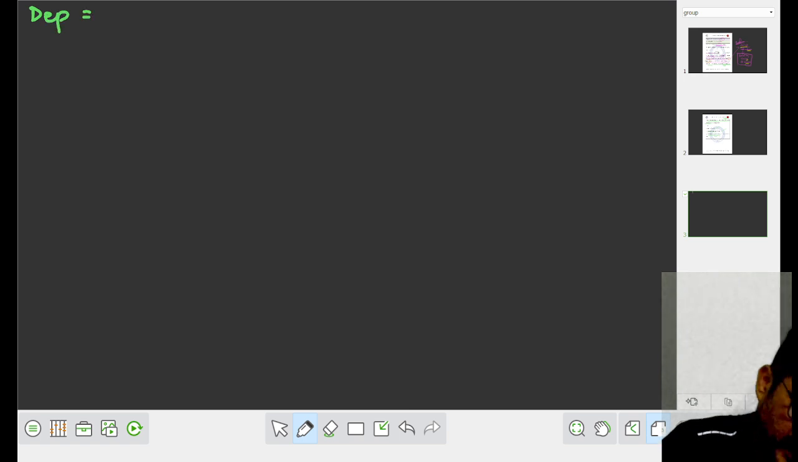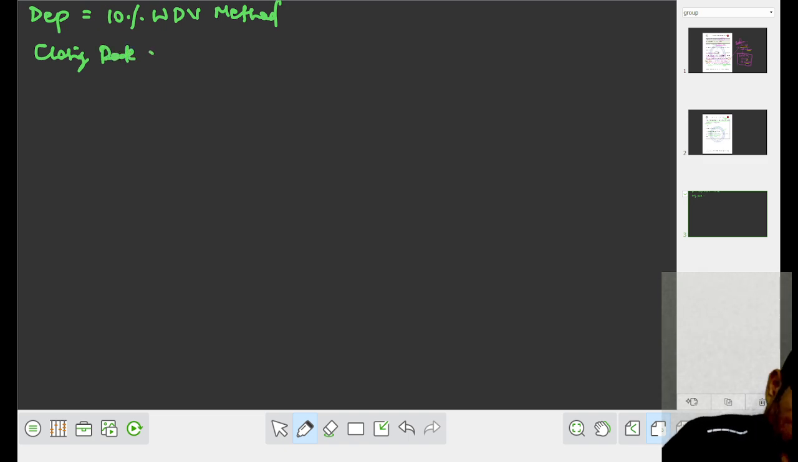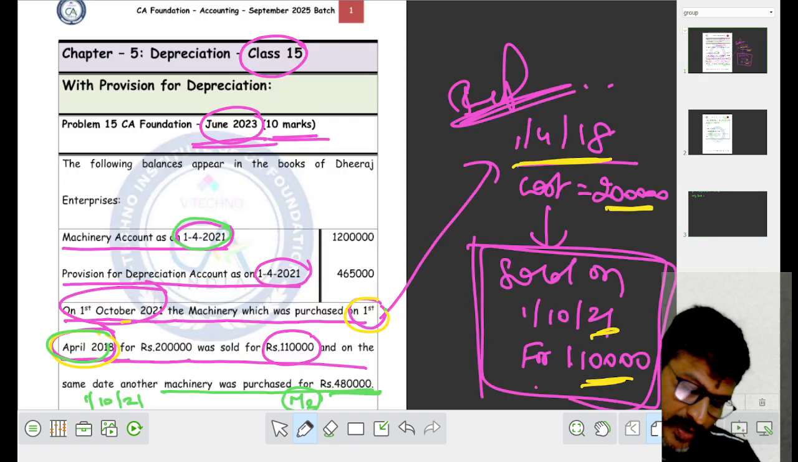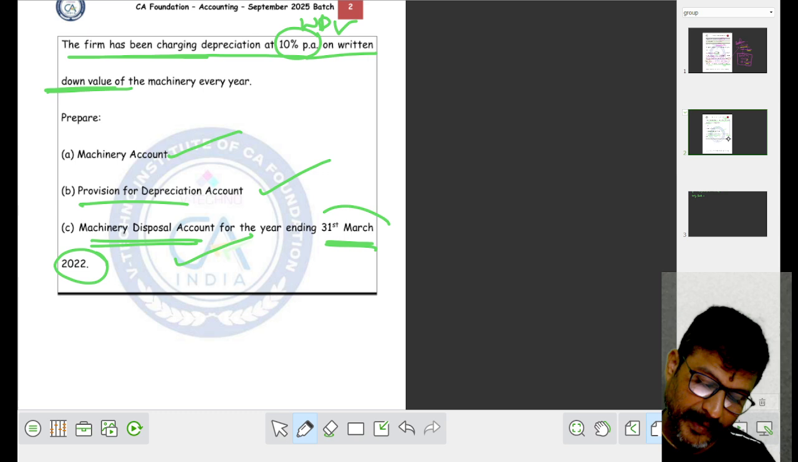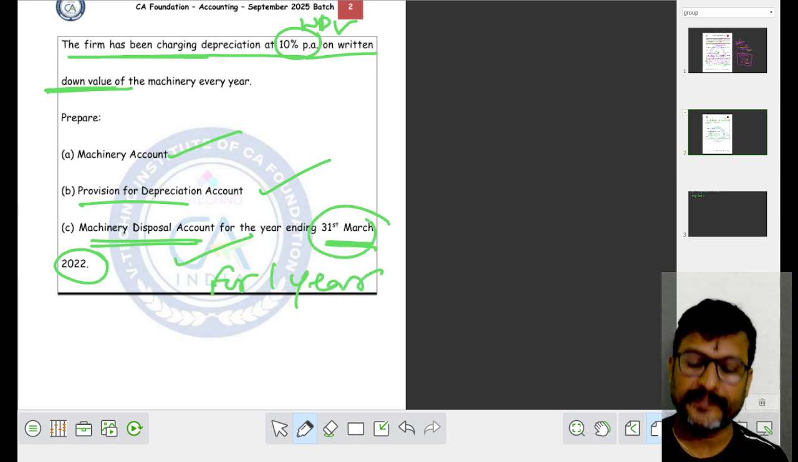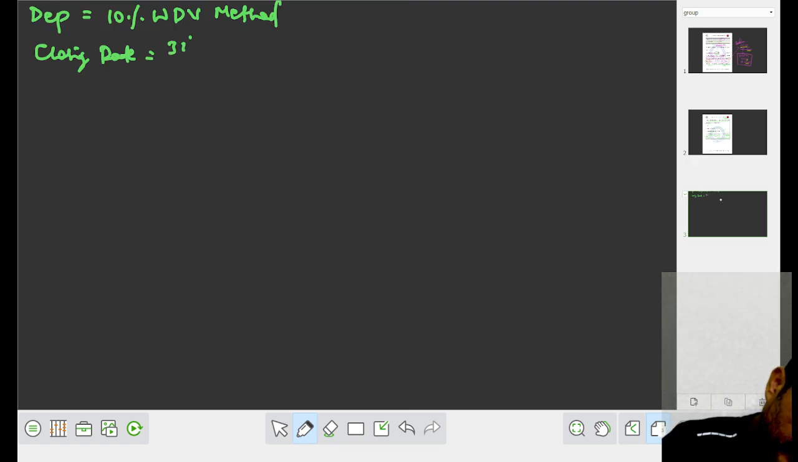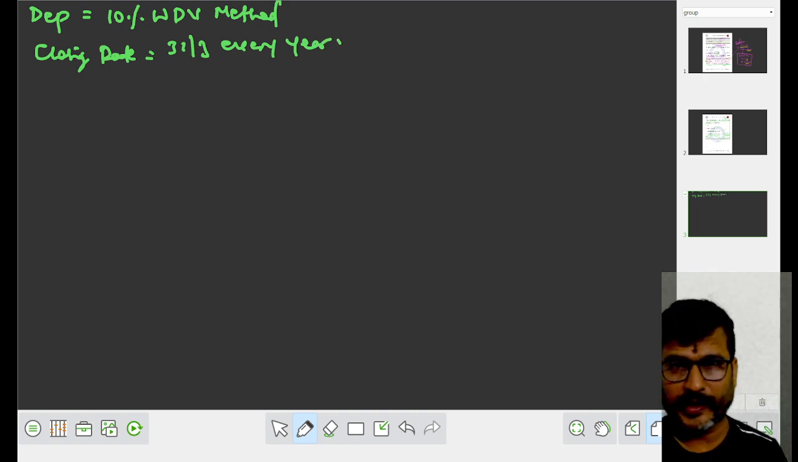Depreciation is what percent? 10% under WDV method. When the accounts are closed, obviously we can say that it is given on April, right? For the year ending March 22, we have to prepare for only 1 year. They have given March 22, means accounts are closed on 31st March every year. Okay, now let me move on.